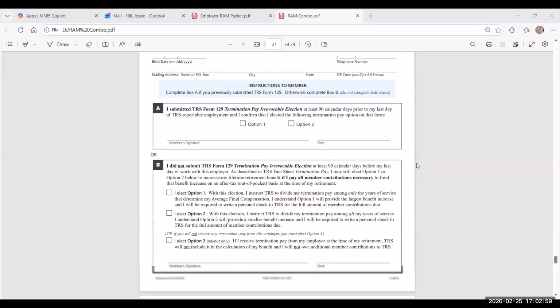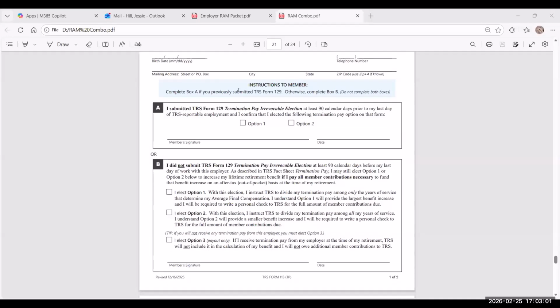And then they're indicating either with box A or box B if they have a termination pay irrevocable form on file and what their election is going to be. So if they have completed Form 129, they're indicating either option one or option two, signing and dating. If they have not submitted Form 129, they're letting us know if they are going to elect option one, two, or they're just getting a payout with option three, which is the one where you guys would pay out to them directly and they're not choosing to put anything into TRS. And then they would sign and date the bottom if that's their scenario. That's the extent of what the member has to do with this form.